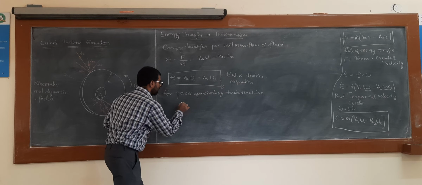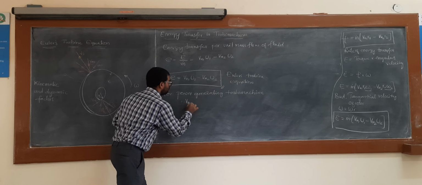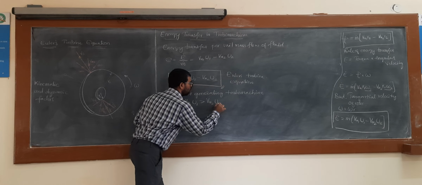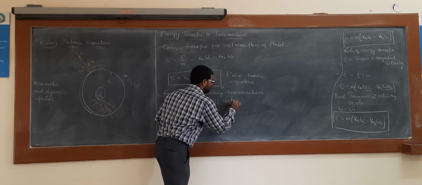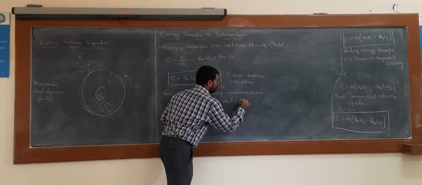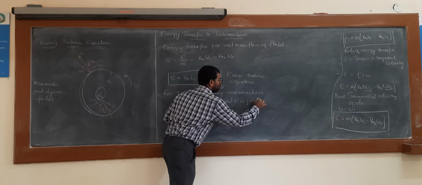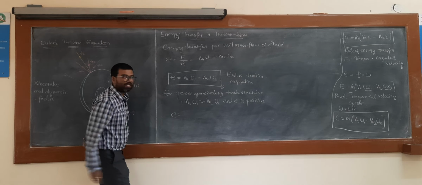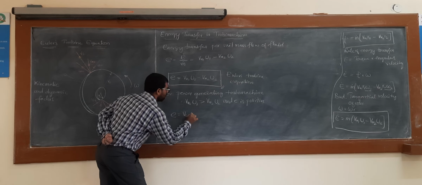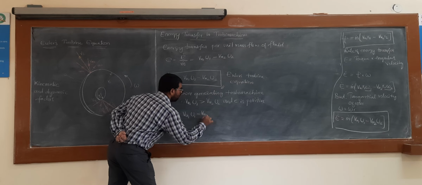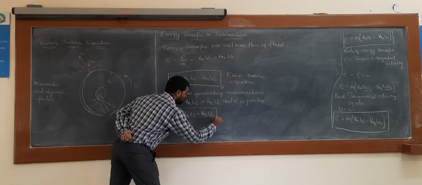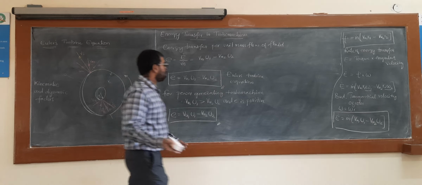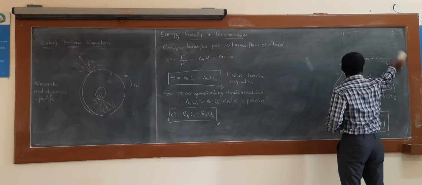For power generating turbo machine, VU1 U1 should be greater than VU2 U2 and e should be positive. So the Euler's turbine equation for power generating turbo machine is VU1 U1 minus VU2 U2. This is the Euler's turbine equation for power generating turbo machine.